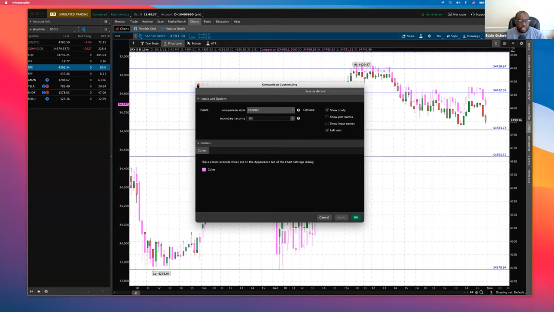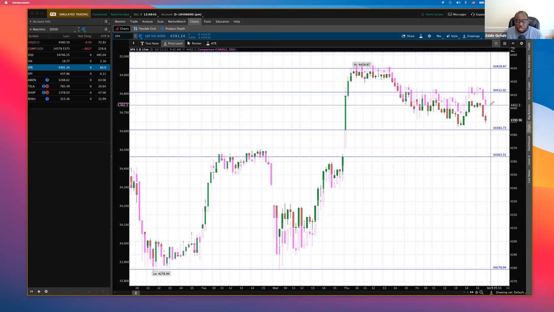What did I just do? I added the Dow Jones chart to my SPX chart, right? Just to demonstrate that SPX moves exactly the same way that the Dow Jones is moving. On the left side are the Dow Jones numbers. On the right side are the SPX numbers.